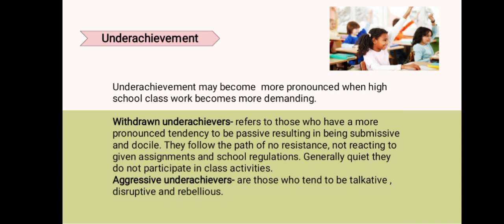The second one is aggressive underachievers. Aggressive underachievers are those who tend to be talkative, disruptive, and rebellious.